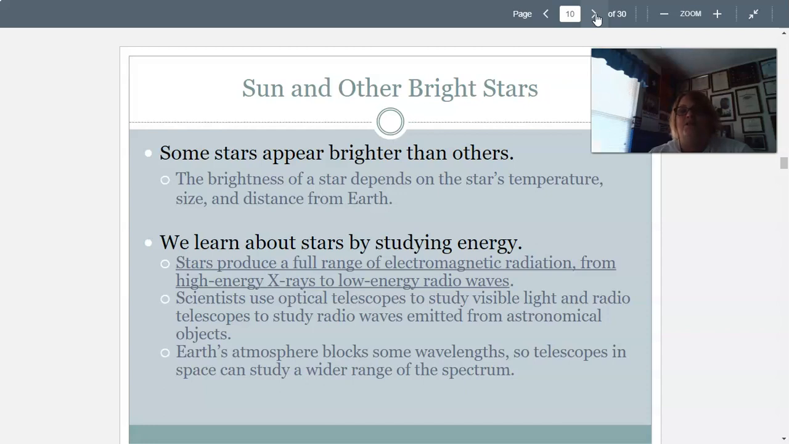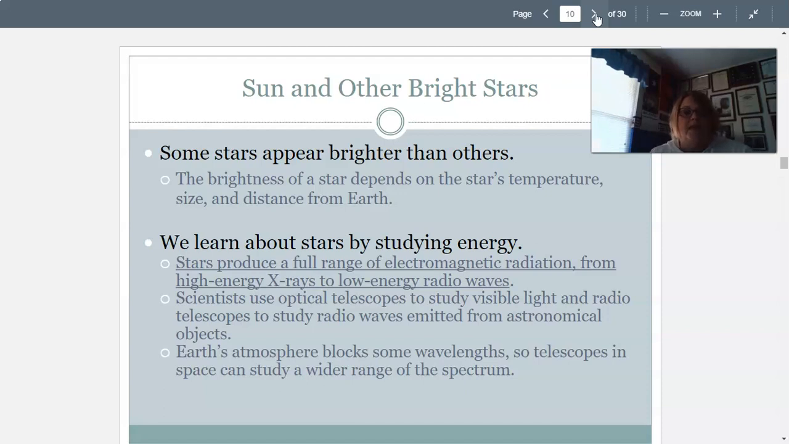Okay, we know some stars do appear brighter than others. It depends on the star's temperature and the distance from Earth. We're going to get more into that on Friday when we start talking about stars. Okay, we learn about stars by studying their energy. We can't send something to a star and have it investigate for us, send us video and all that. So we know stars produce a full range of electromagnetic radiation. Okay, from high energy X-rays to low energy radio waves. And you should know that. That should be the mental picture in your head, that electromagnetic spectrum.